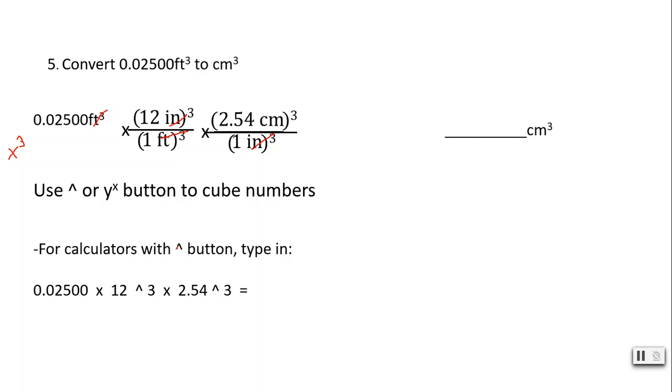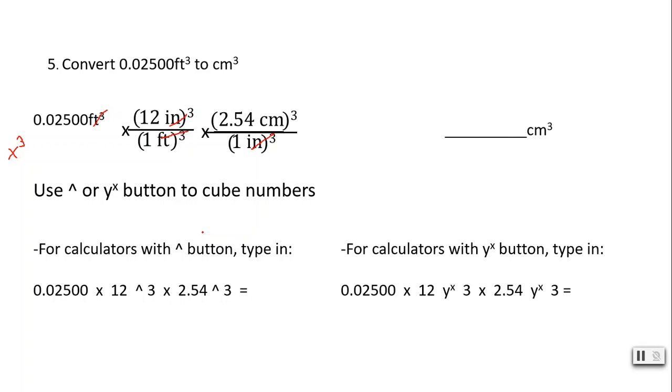So if you have a caret button, the way that you would type in this problem up here would be 0.02500. Now you do not need to cube it because it already came cubed. But you type in your given, multiply it by 12, and then this caret tells the calculator you're going to take it to the cubed power. Then you're going to multiply by 2.54 caret and then 3 power. Equal sign. You don't need to divide by anything because 1 cubed is the same as 1. So for a calculator with a caret button, that's how you do a cubed.